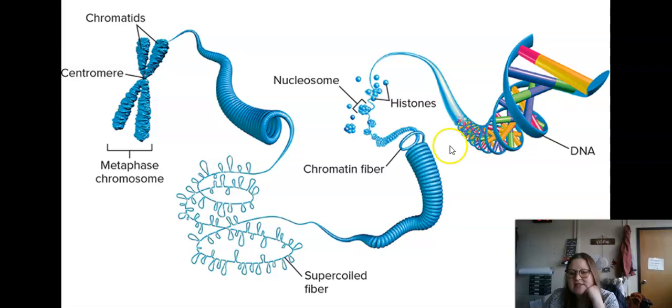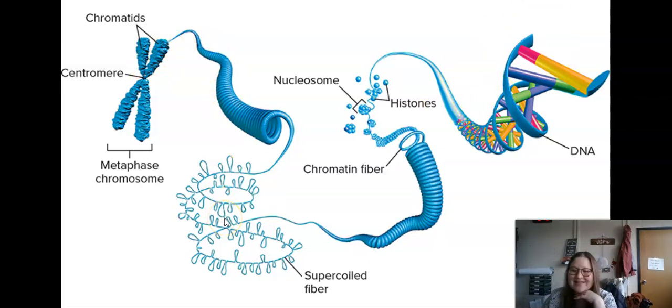So this is DNA. This is what we think of right here, a double helix. It coils up around these little histones, and that becomes a nucleosome right there. And then as those coil up more and more, we get a chromatin fiber. And then as those coil up even more, we get a chromosome. In the chromosome here is the centromere and the chromatids up there. But that is super, super coiled DNA.